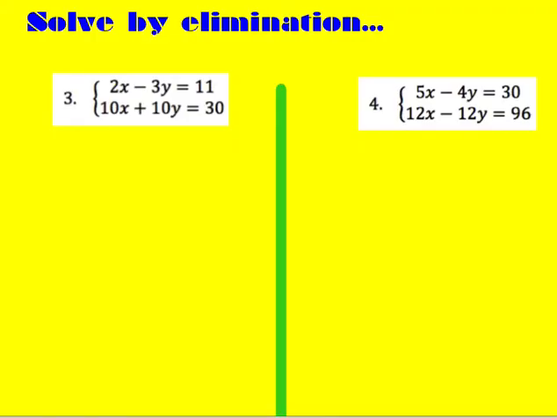Now let's take a look at number 3. So I want to figure out how I can multiply these to make them work. Here's what I noticed: the y's already have opposite signs. I could do it that way, but it actually would be easier. Take a look at this.